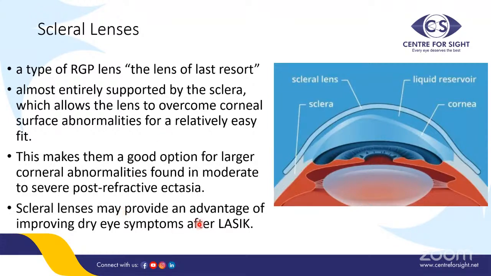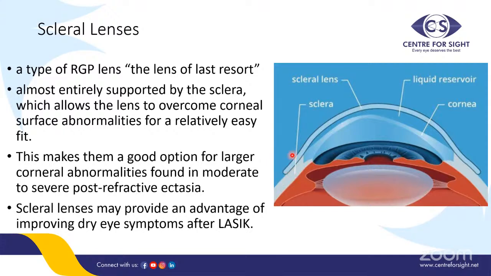Finally, coming to scleral lenses, these are a type of RGP lenses. However, they are treated as the lens of last resort. As the name suggests, scleral lenses are supported entirely by the sclera, which allows the lens to overcome the surface abnormalities of the cornea as depicted in the picture below.